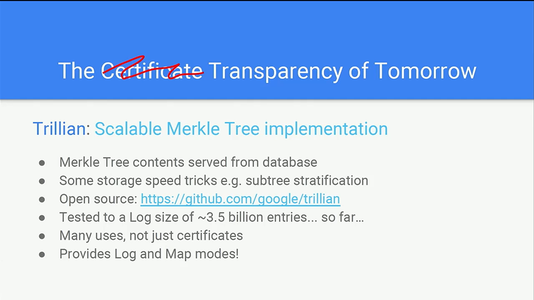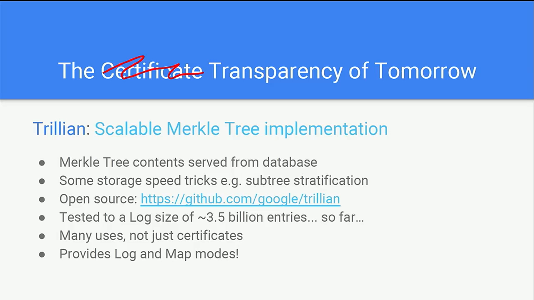One thing I have to mention about Trillian is that it's actually not just certificate-specific. As it turns out, general transparency and the verifiability properties that the Merkle tree provides have a lot of uses outside of certificate transparency as well. For example, there are projects currently going on using Trillian for things like key transparency, binary transparency, and even the UK government is interested in using Trillian to help prove the integrity of some of its registers.